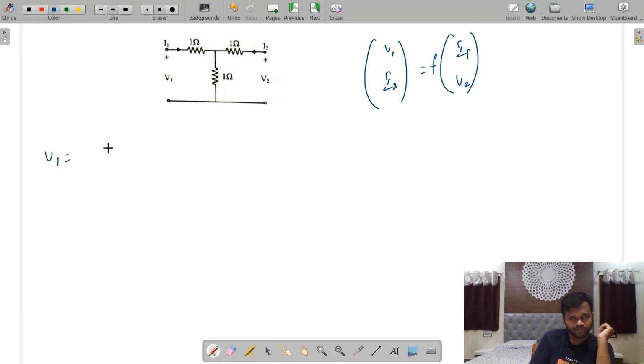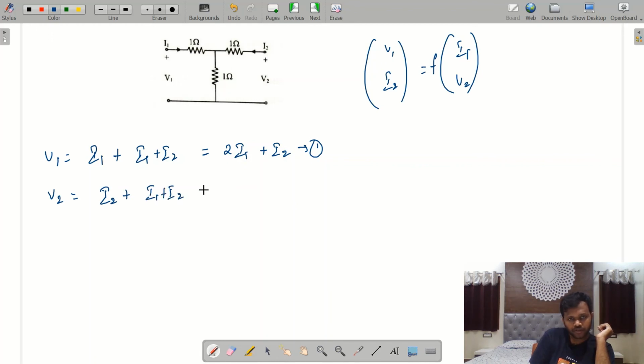So what can we write? V1 equal to 1 into I1 plus 1 into I1 plus I2, which will be 2 into I1 plus I2. This is my equation 1. Similarly, equation 2: 1 into I2 plus 1 into I1 plus I2. So we are going to get I1 plus 2 I2. This is my equation 2.